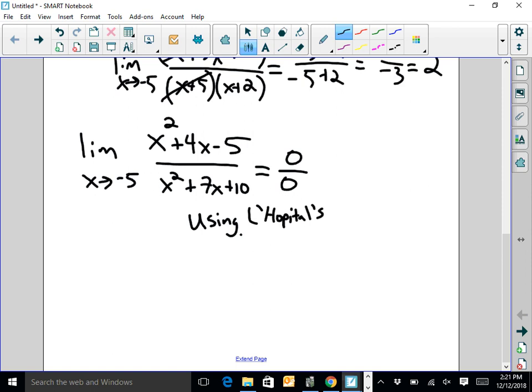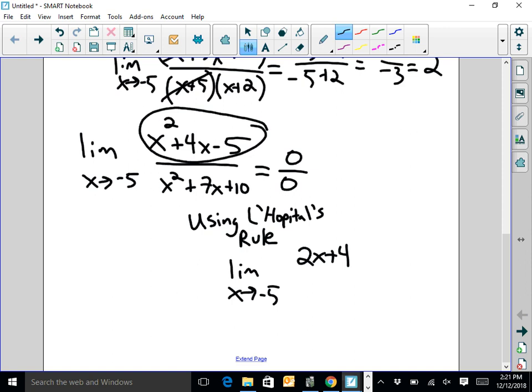Right? What we're going to do is reevaluate this limit by taking the derivative of both the top function and the bottom function. Well, the derivative of the top function is 2x plus 4. I'm just doing the derivative of x squared plus 4x minus 5. And then I'm going to do the derivative of the bottom, which is 2x plus 7.